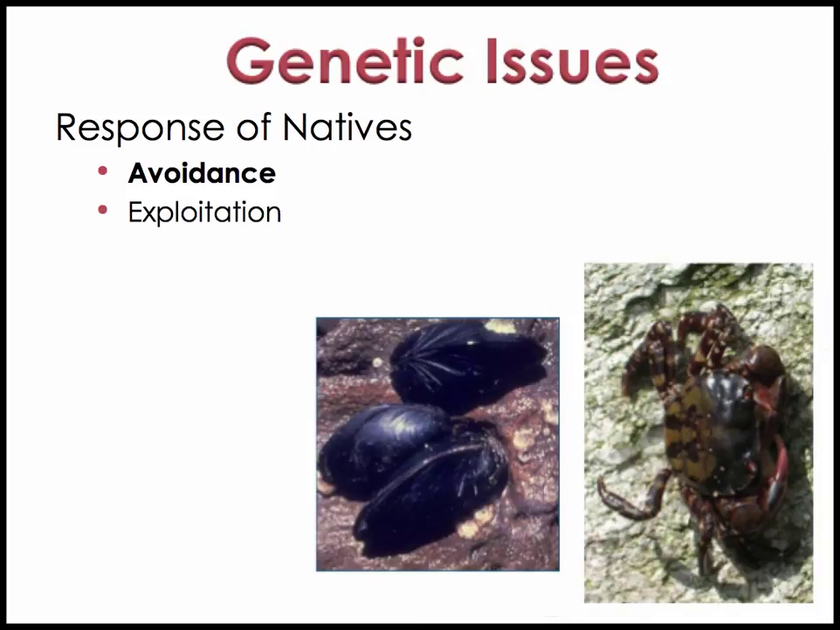Another example of this is in New England. They have blue mussels, and when the Asian shore crab was introduced to the area, it's a predator of these blue mussels, and in a very short time, only 15 years, they found that these mussels adapted and they increased the thickness of their shell so that they were less susceptible to these Asian shore crabs. So these are both examples of avoidance.